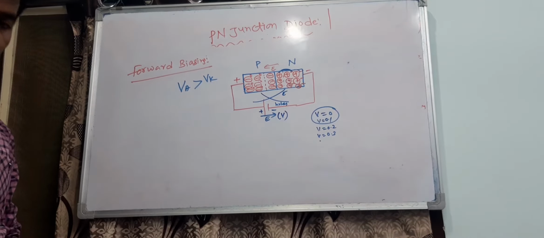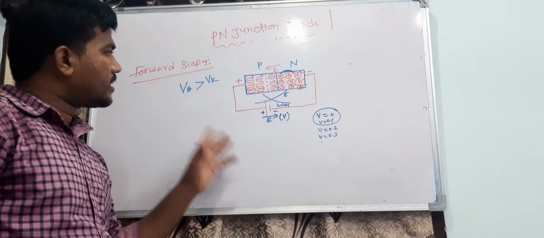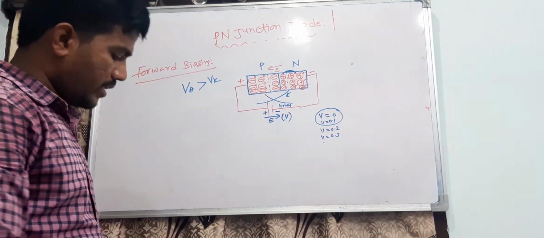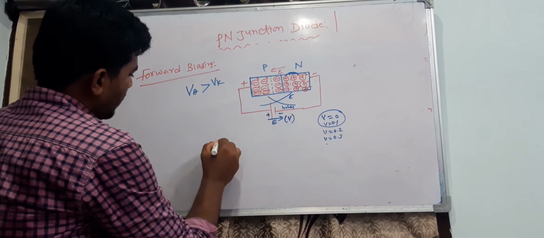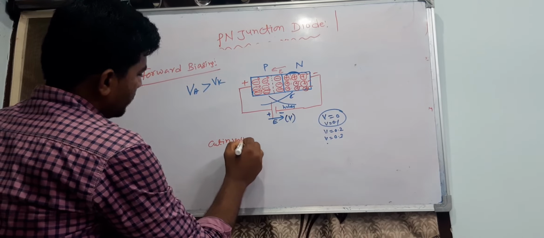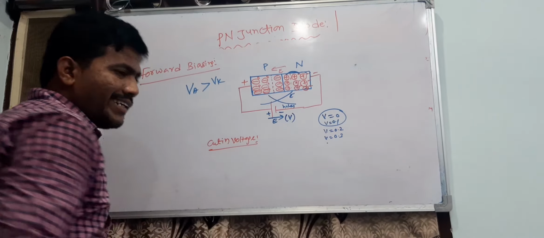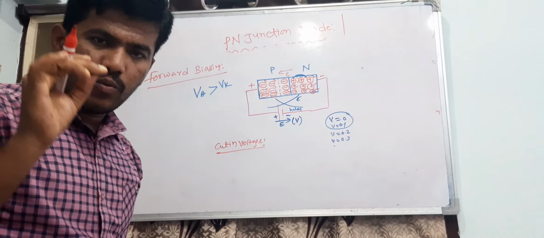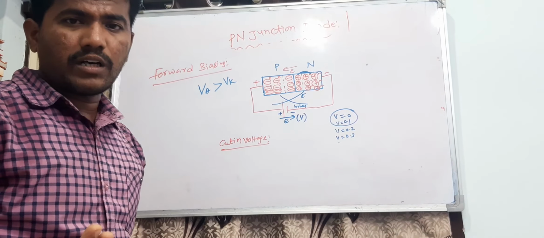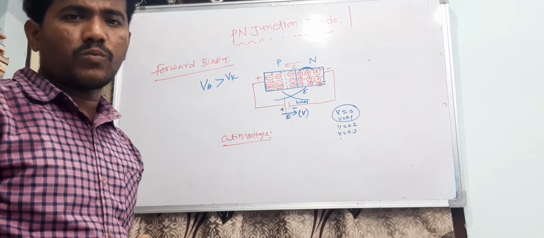So here we define one voltage. That voltage is the cut-in voltage, or built-in voltage. What we mean by cut-in voltage is the voltage above which maximum current flows through the diode and below which no current flows through the diode.